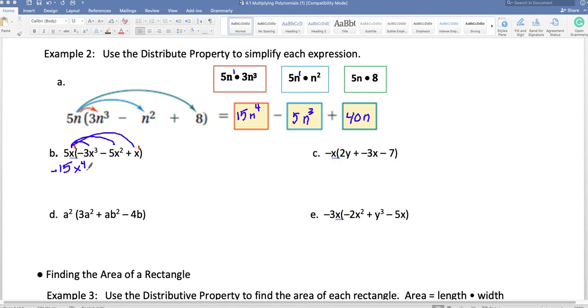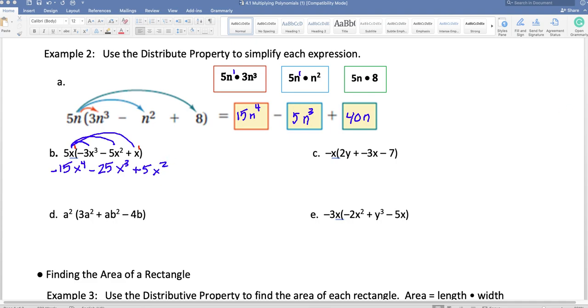5 times negative 5 is negative 25. And that x to the first multiplied by this x squared, 1 plus 2 is going to give me x cubed. Okay, there's nothing for this except an understood 1. So that's going to give me plus 5. And x times x is x squared.